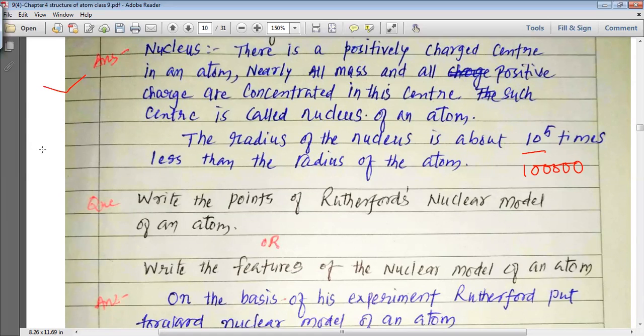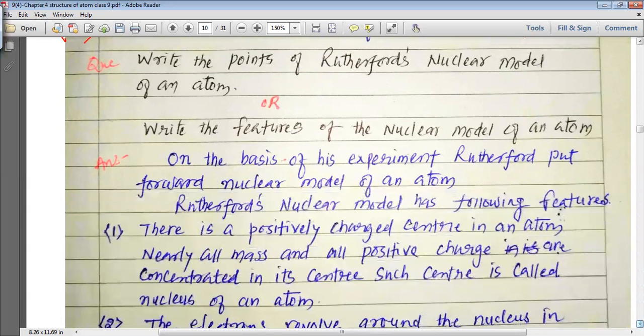So if we say 1 centimeter is the radius of the nucleus, then the radius of the atom is 1 lakh centimeter. That is what it is, 1000 meter. So this is how, my dear students, we understand the difference or comparison between the radius of an atom and the radius of the nucleus.